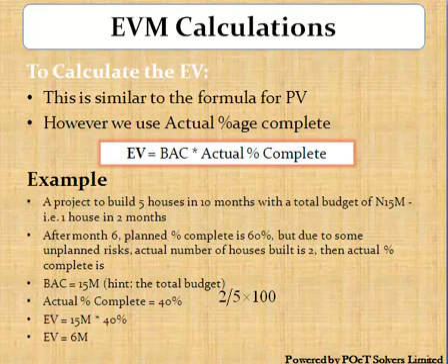To calculate the earned value, we use a similar formula to that for the planned value. However, we replace the planned percent complete by the actual percent complete. So in the example we had earlier, we have a project to build 5 houses in 10 months. In the 6th month, however, due to some unplanned risks, we have built only 2 houses. Our actual percent complete is therefore the number of houses built so far divided by the total number of houses we are supposed to build altogether. That is 2/5. The earned value is thus 40% of 15 million, or 6 million. So our EV is 6 million naira.